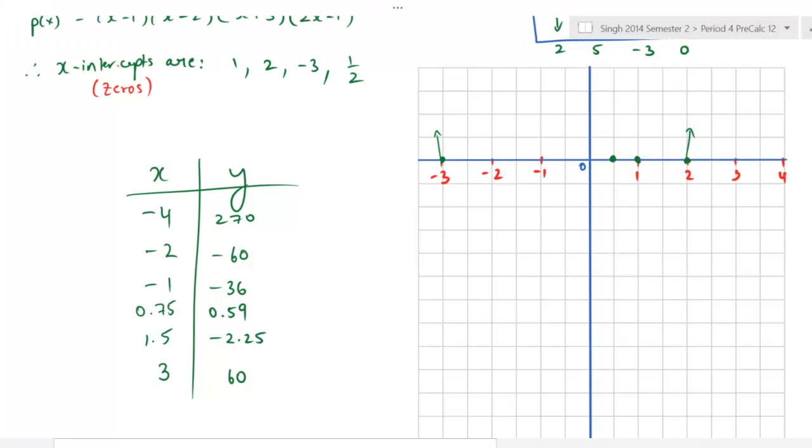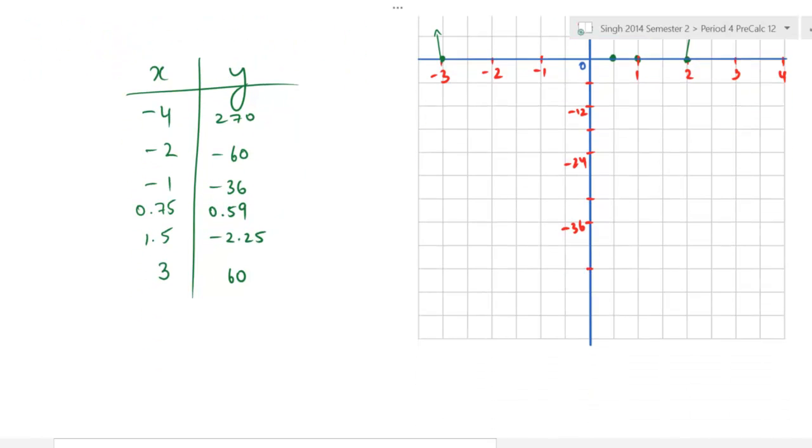So I used red here, let me use red again. So -6, -12, -24, -36, -48, and -60. Okay, so this is what I'll get.